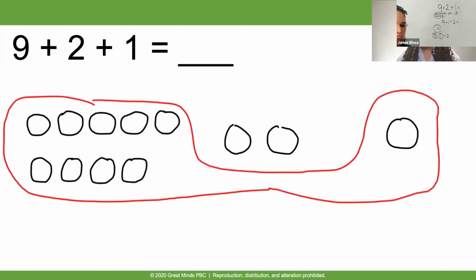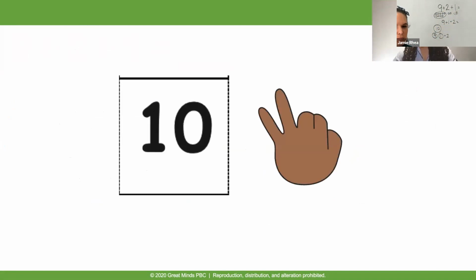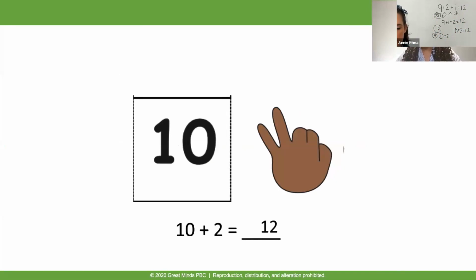Our new number sentence to show the two addends that we added first is 9 plus 1 plus 2 equals something. So we have 10 and 2 more, which equals 12. Yes, it equals 12. So our number sentence that shows how we solve this problem would be 10 plus 2 equals 12. Let's do one more together, friends.